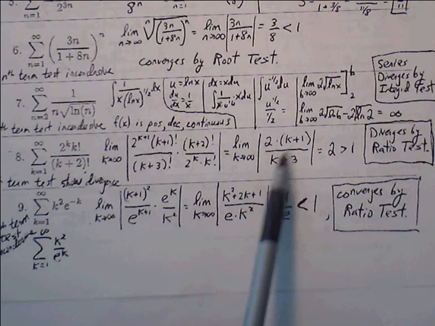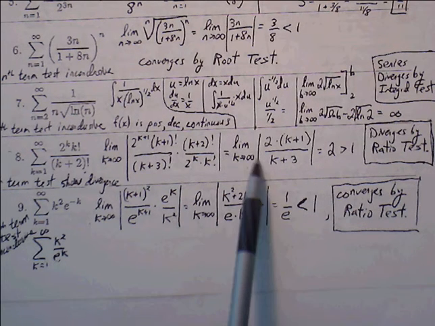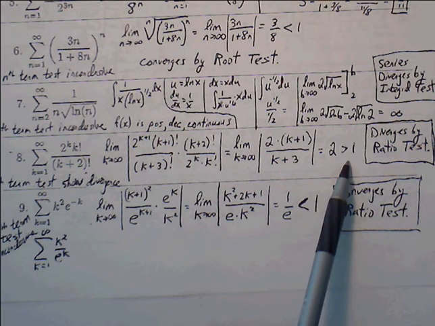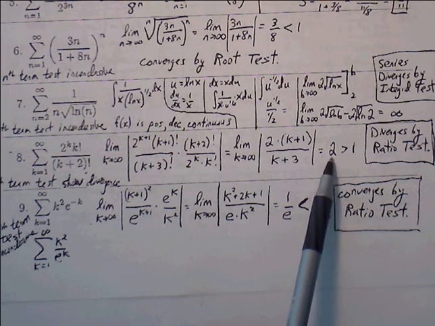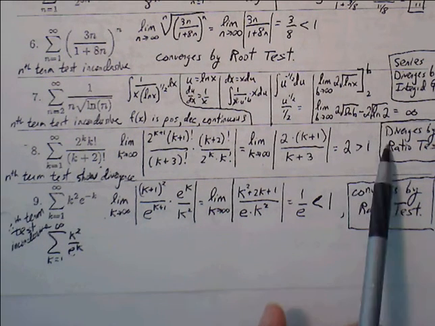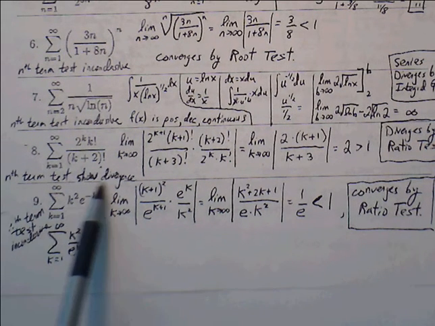If we evaluate the limit as k approaches infinity, this will give us 2, and 2 is greater than 1. Now, if the result is not less than 1, then we know the series will diverge by the ratio test. And this result matches the nth term test, which also shows divergence.